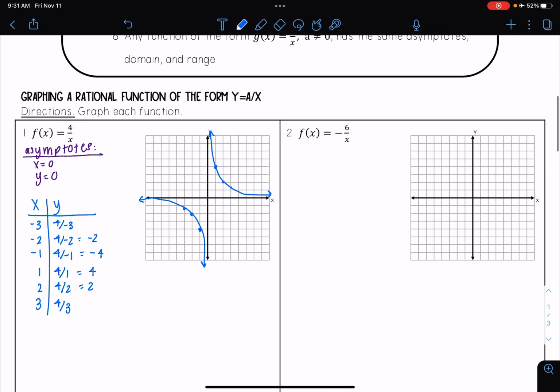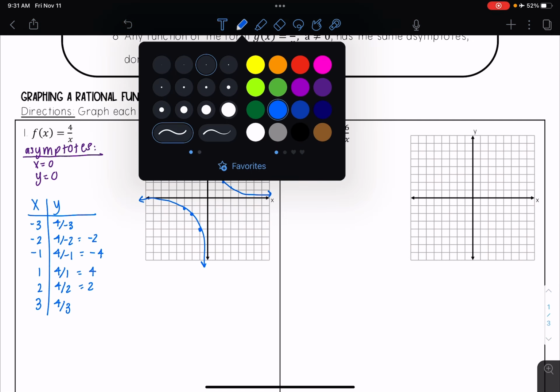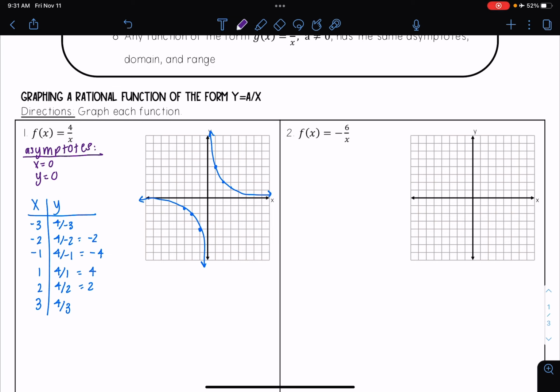Okay, let's look at another example. Here I have f of x is equal to negative 6 over x. My first step is to identify my asymptotes. Since this is in the form of y is equal to a over x, my asymptotes are at x equals 0 and y equals 0, in other words, the x and y axis.